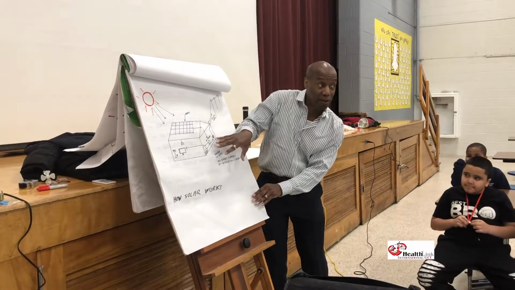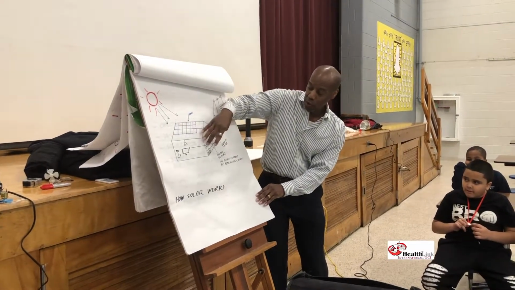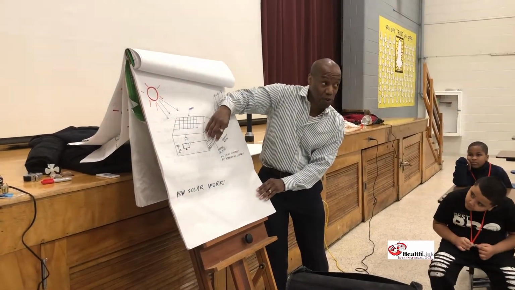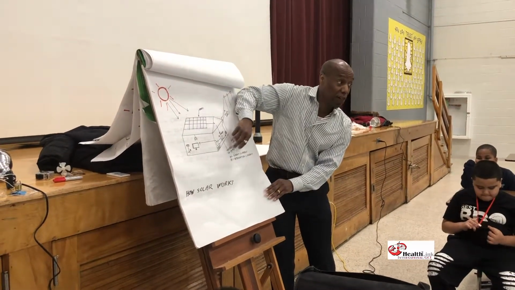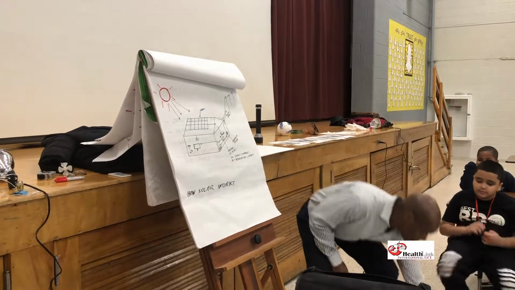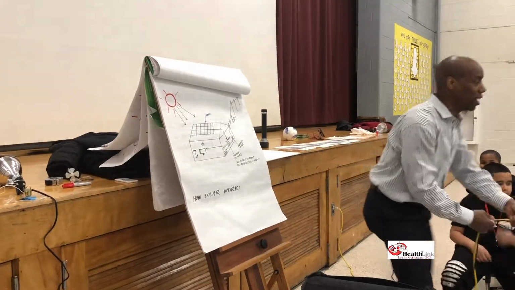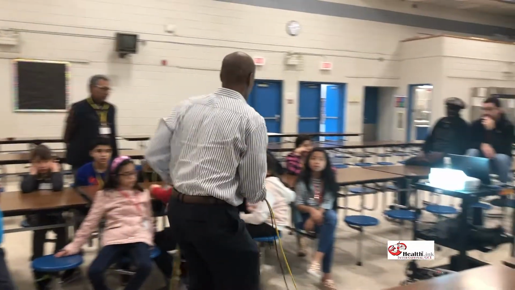It goes through a panel. It goes through something called an inverter, which takes and changes the DC direct current into alternating current so that then we can use it in our building to do things like what? What is it?